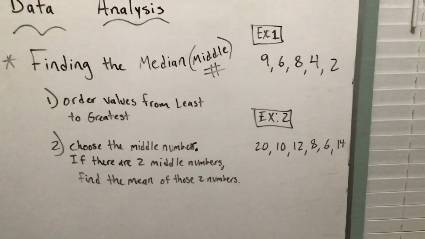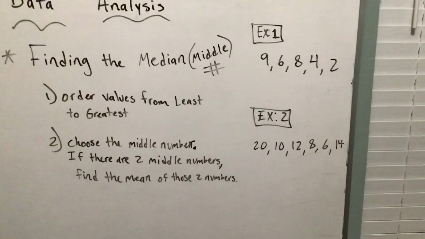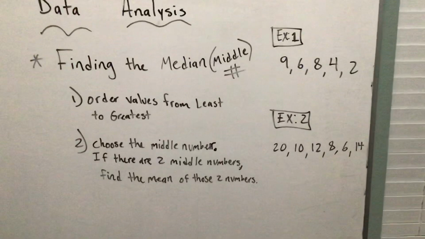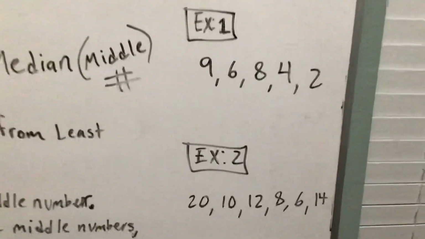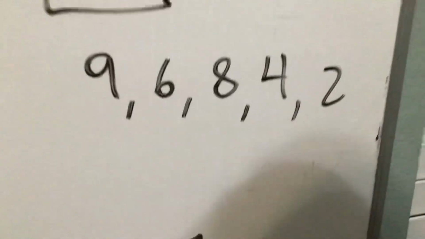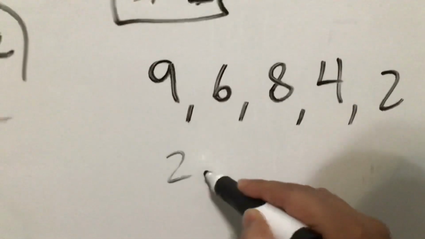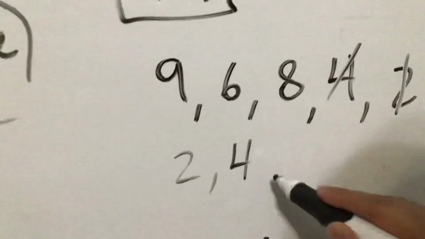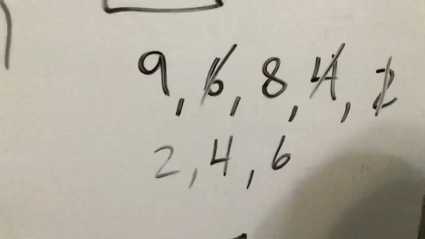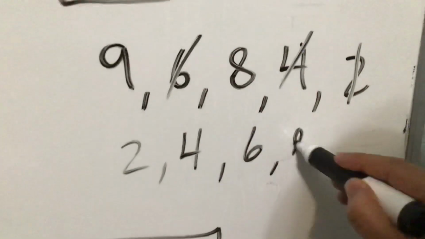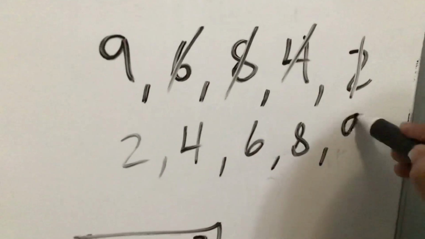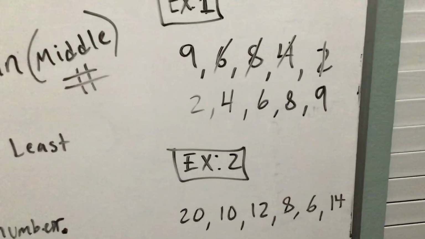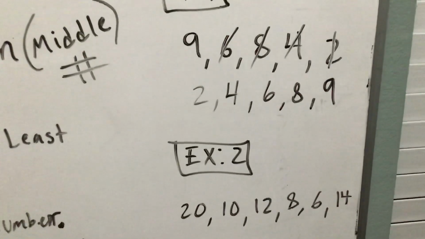So again, the first one, you can see 9, 6, 8, 4, and 2. They are not in least to greatest order, so that's what we are going to do. So least to greatest, as you can see, 2 is the smallest number. Cross it out, and then we have a 4. Cross the 4 out, we have a 6. We have an 8, and we have a 9. Now, make sure you verify they're indeed in least to greatest order, which they are now.